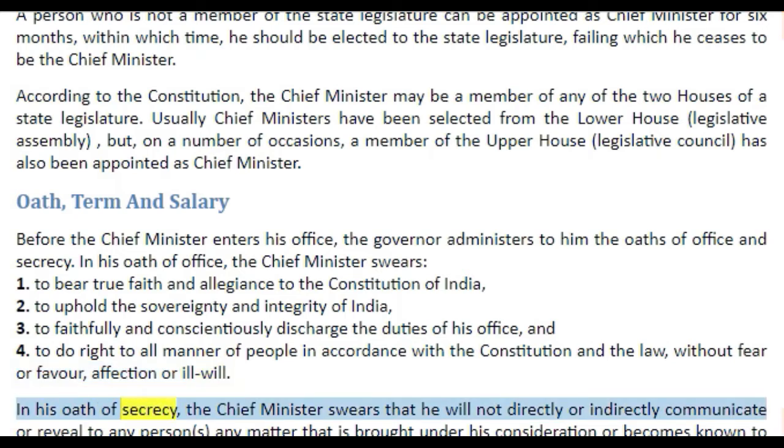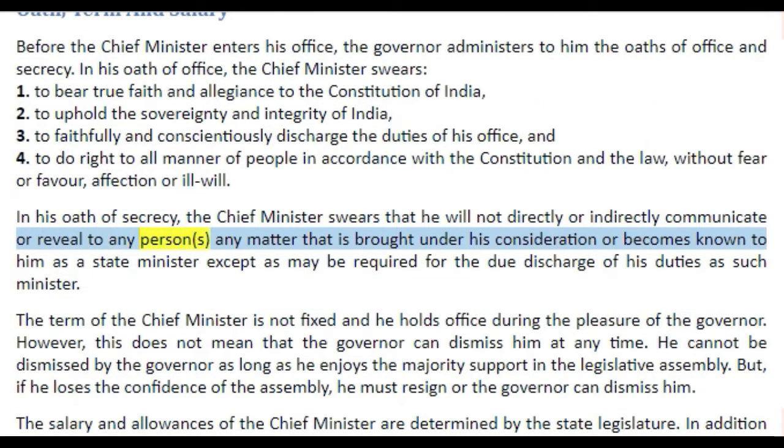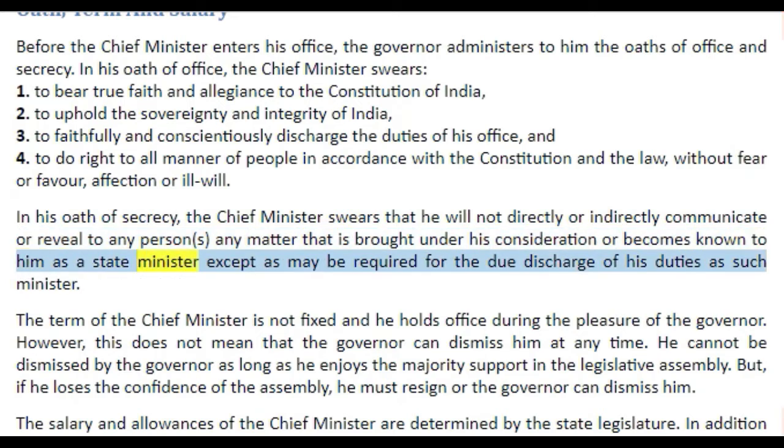In his oath of secrecy, the chief minister swears that he will not directly or indirectly communicate or reveal to any persons any matter that is brought under his consideration or becomes known to him as a state minister except as may be required for the due discharge of his duties as such minister.